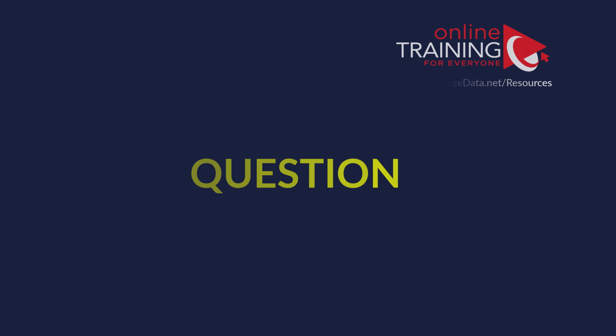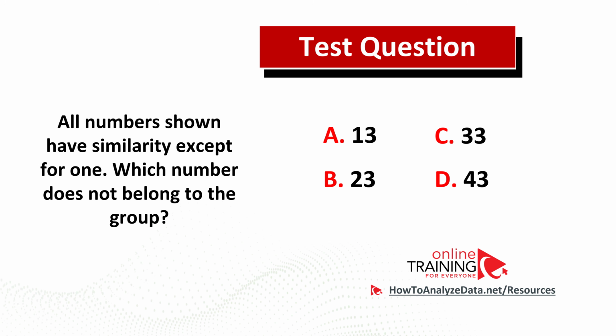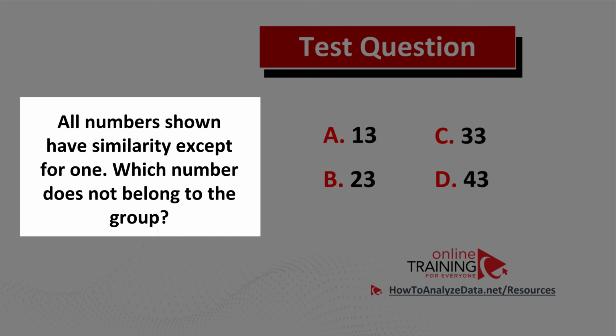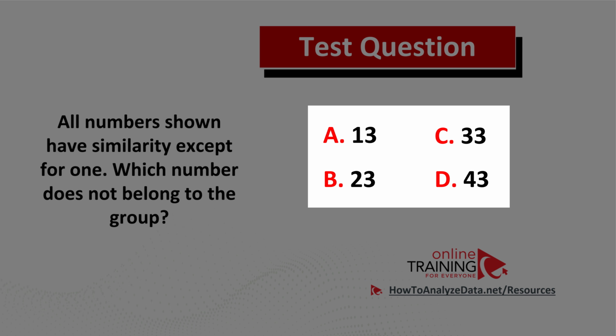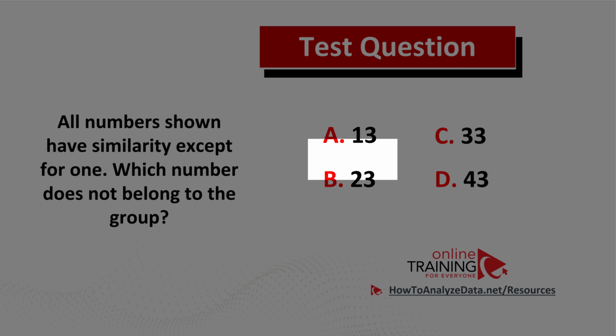Some of you might find this question tricky, but regardless of whether you can solve it or not on your own, you will be excited to learn the solution to this real-life assessment test question. All numbers shown have a similarity except for one. Which number does not belong to the group? You have 4 different choices. Choice A, 13, choice B, 23, choice C, 33, and choice D, 43.